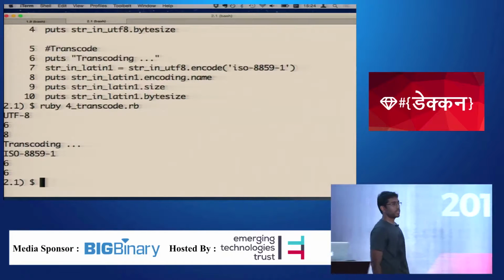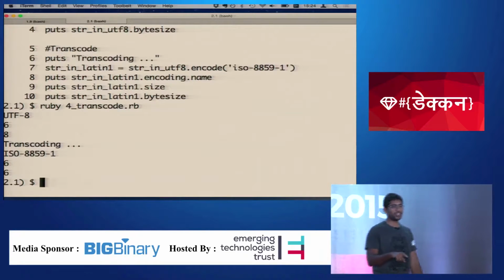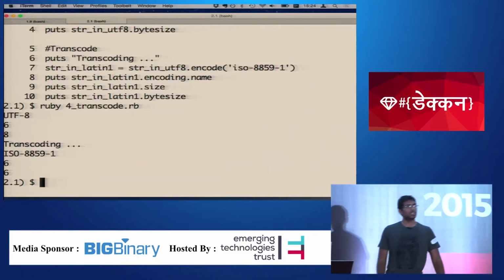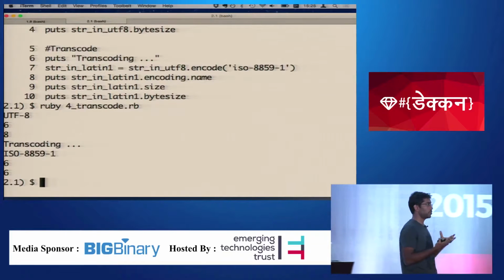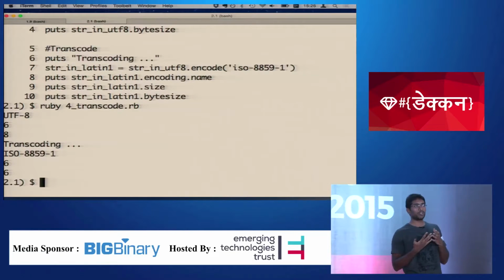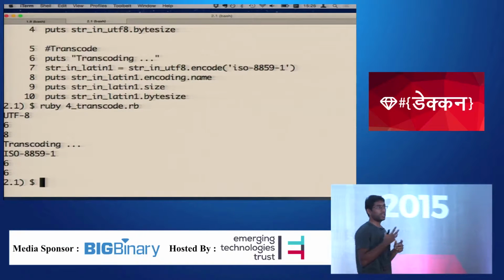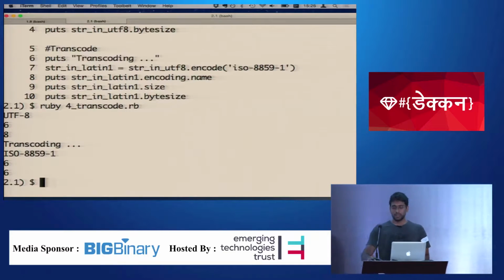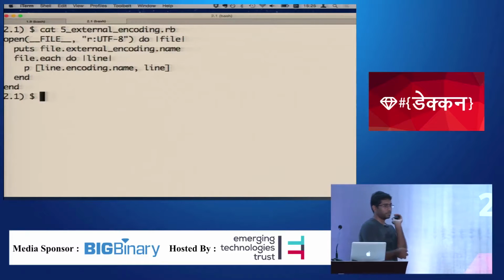Now if you look at the size of the Résumé word in ISO 8859 encoding, it comes as 6. So this is a better way to transcode data in your Ruby programs. Now comes an interesting part. This is all in your program, right? But when you write programs, you have to read and write data from external sources. So how do we handle encodings from that perspective? Let us look at another program like this.